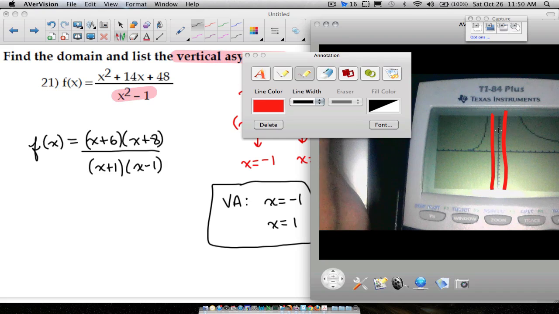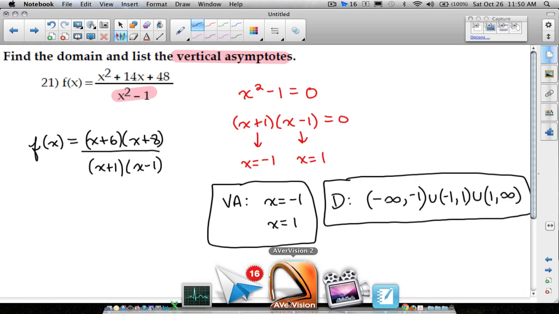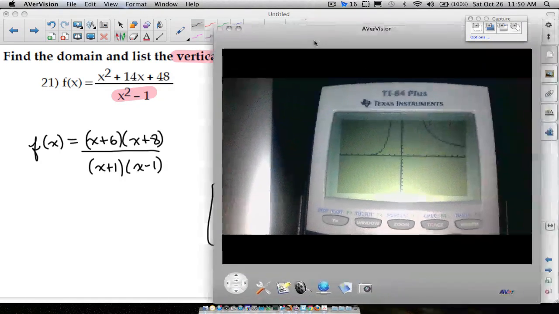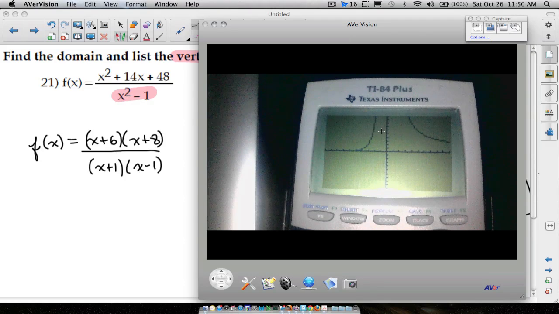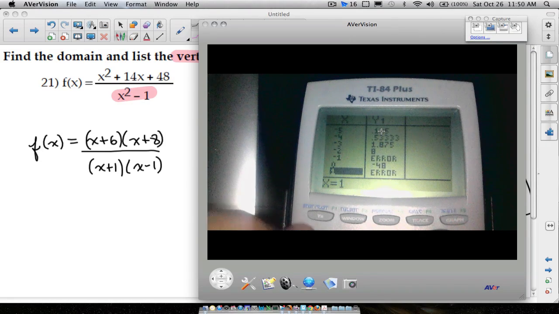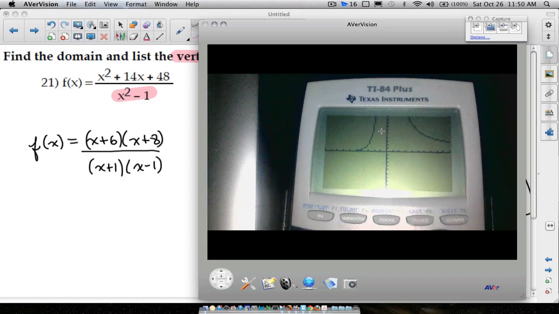freak out as well. If I were to change the window, we could actually see more of this graph. Let me do this. Okay. Watch this. I do want to show you that the graph does have some values between -1 and +1. I want you to see a little bit of this graph. So I'm going to change my window real quick.